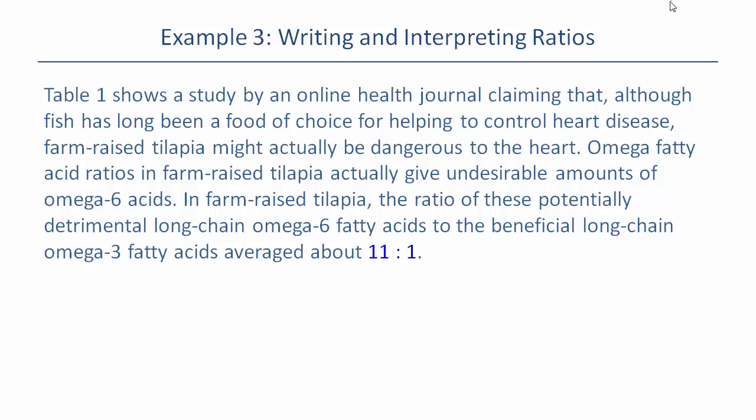Okay, how do we interpret some of these? One such example is trying to point out that farm-raised tilapia might not be the healthiest fish to eat. A study in an online health journal claimed that when they looked at the bad, right, omega-6 fatty acids and compared them to the good omega-3 fatty acids in farm-raised tilapia, that ratio was 11 to 1. So you're basically getting 11 bad acids for every one good acid. And that right off the bat doesn't sound great.